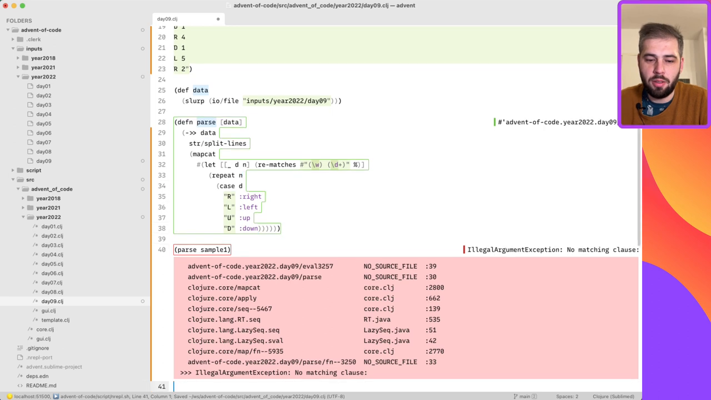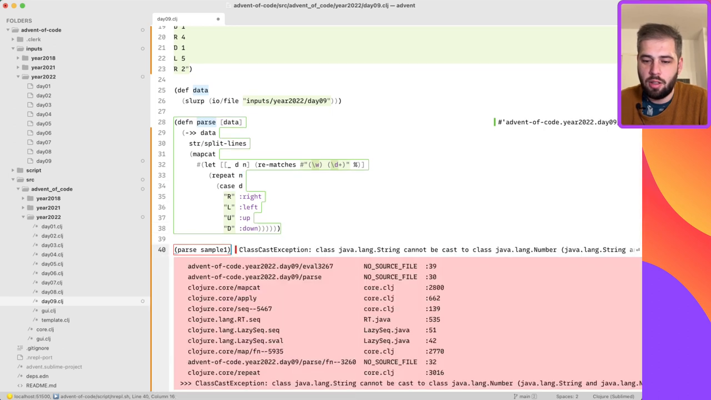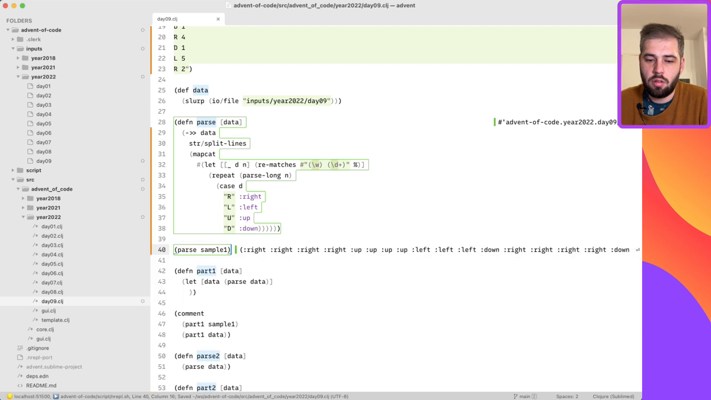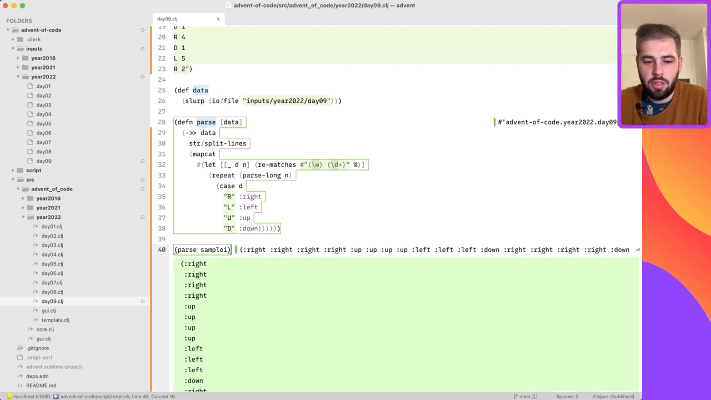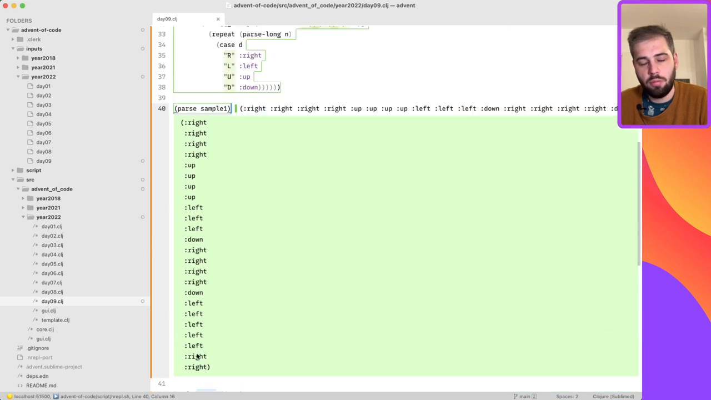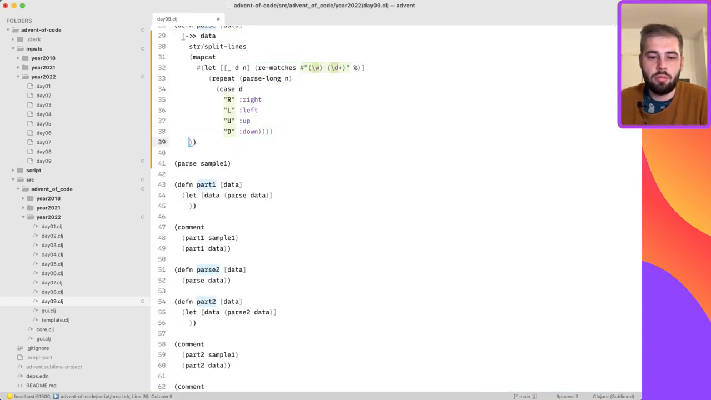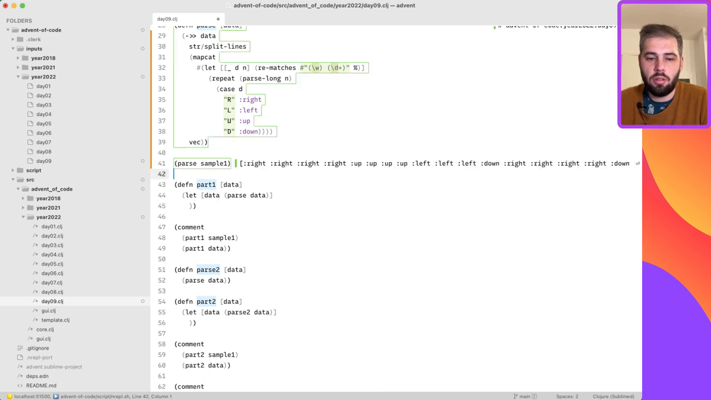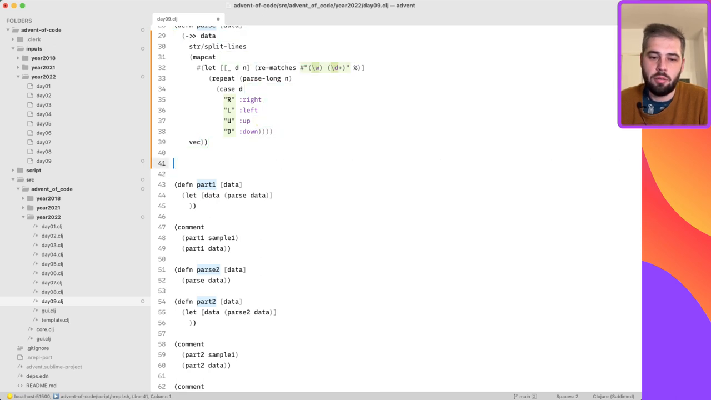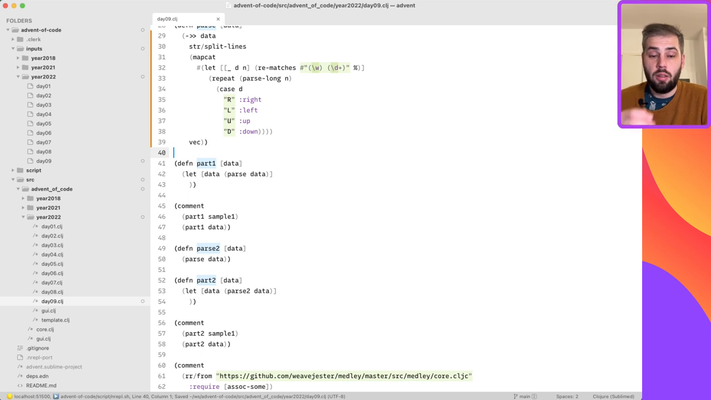I also get that the capital W means not a letter. String cannot be, yeah. I also need this. Okay, so it's basically right, up, left. Pretty self-explanatory, right? And maybe a vector. Okay.